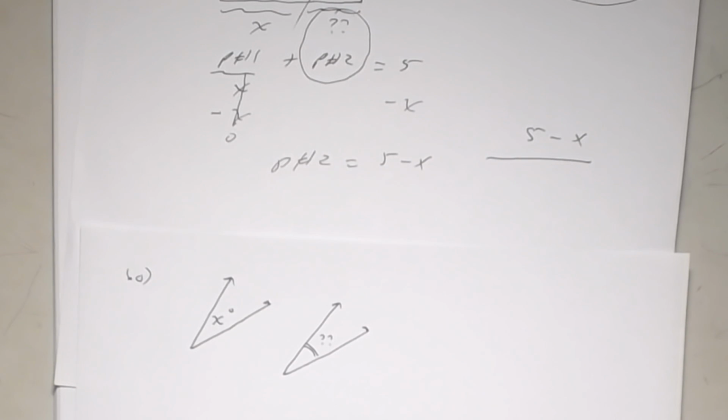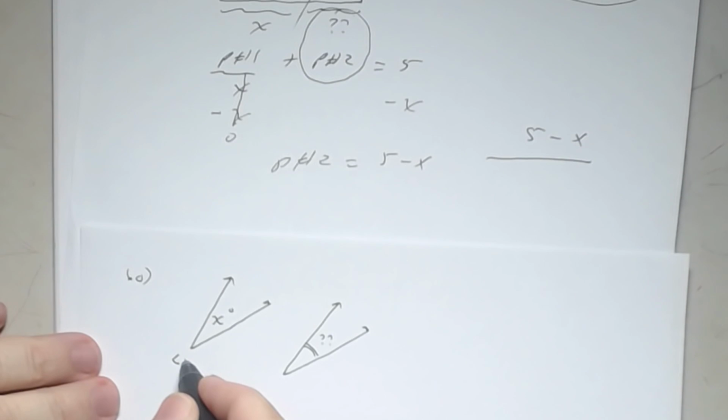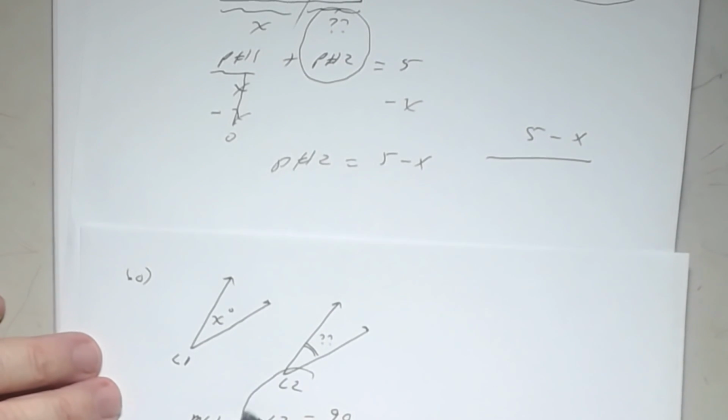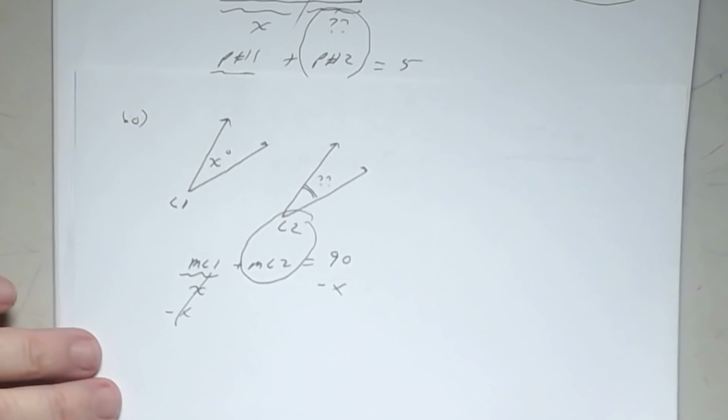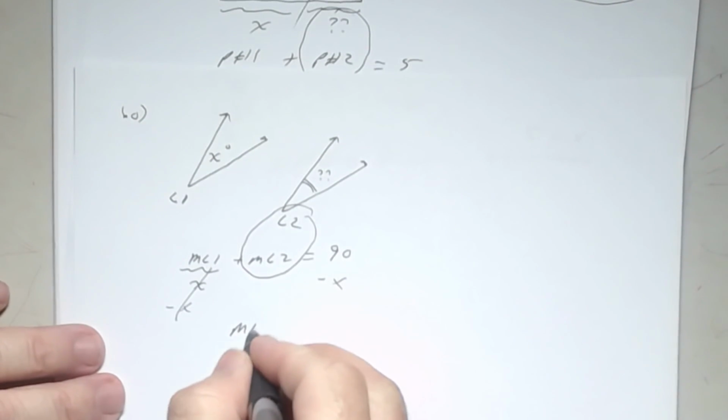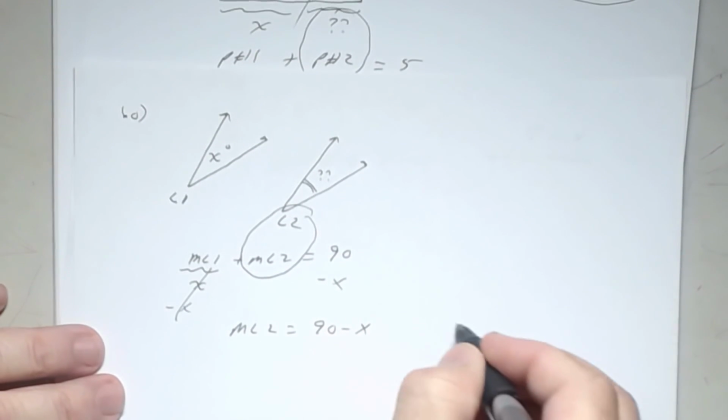All right, what do you think? 90 minus x. Y'all agree? Because look, let's call this angle 1 and this angle 2. The measure of angle 1 plus the measure of angle 2 has to equal what? 90. So if the measure of angle 1 is x, then how do I get the measure of angle 2? Subtract x from both sides, and then combine like terms, and so I get the measure of angle 2 equals 90 minus x. And that's what you put in the blank, 90 minus x.